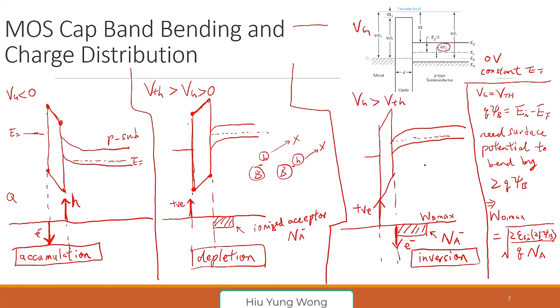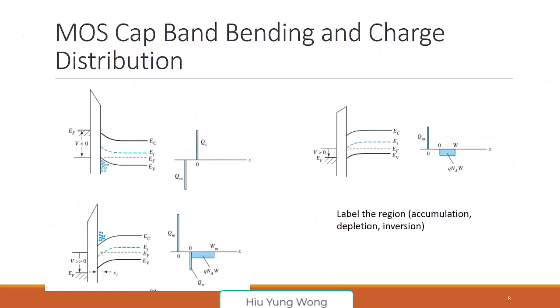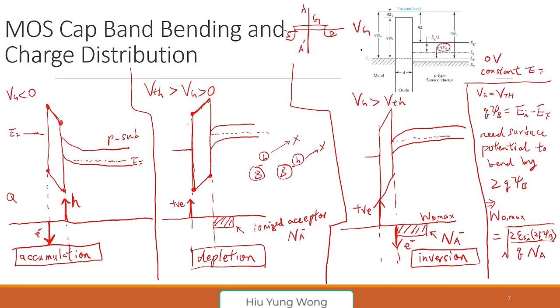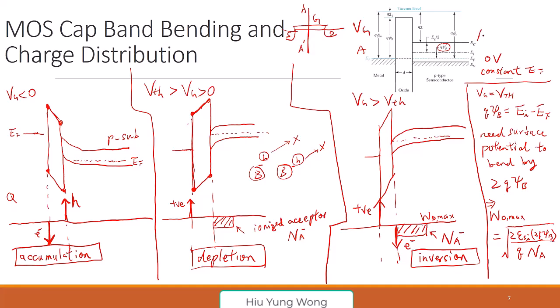If this is the transistor, source, drain, and this is the gate, right? This is what we are cutting. We are cutting A dash. So this is A, this is A dash. Is that clear? Yes, thanks. Okay. Any questions?